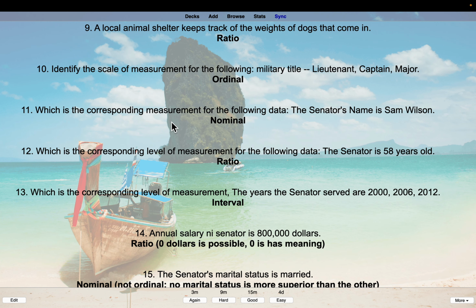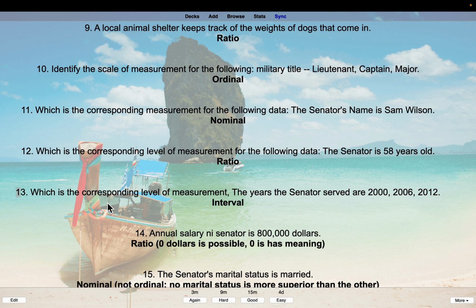Number 11, which is the corresponding measurement for the following data? The senator's name is Sam Wilson. This is a name, so that's nominal. It's not a quantitative matter. Which is the corresponding level of measurement for the following data? The senator is 58 years old. So we're talking about age. There can never be a negative age, so this is ratio. Number 13, which is the corresponding level of measurement? The years the senator served are 2000, 2006, and 2012. This is interval.